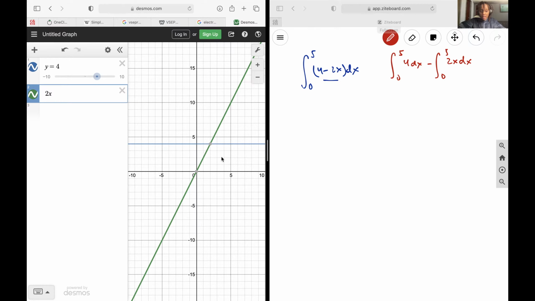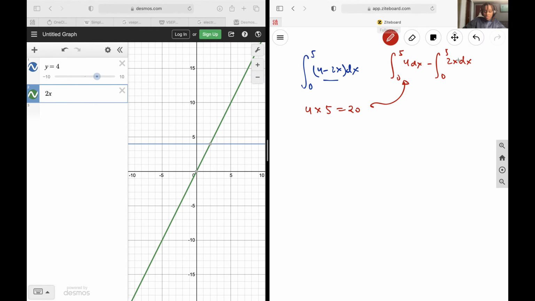From this, again, I can tell I'm going to get a negative answer. This area is less than this area. And so it's going to be a smaller number minus a larger number, which is going to give me a negative. And so the area under the graph from 0 to 5 of the blue line is simply going to be 4 by 5, which is going to give me 20. And that's going to be this part.